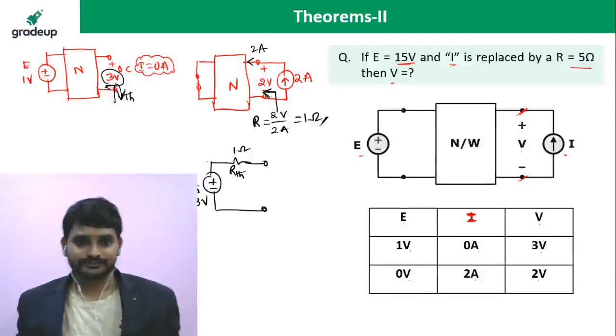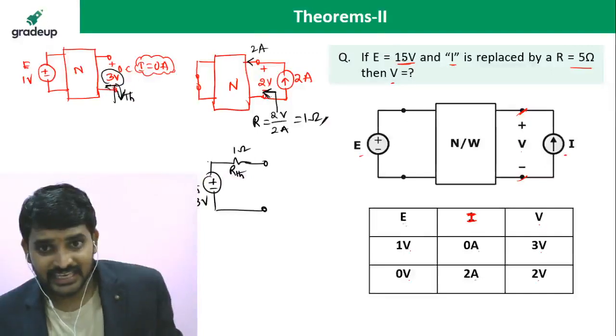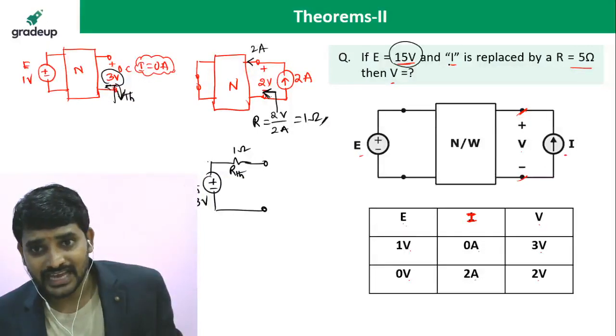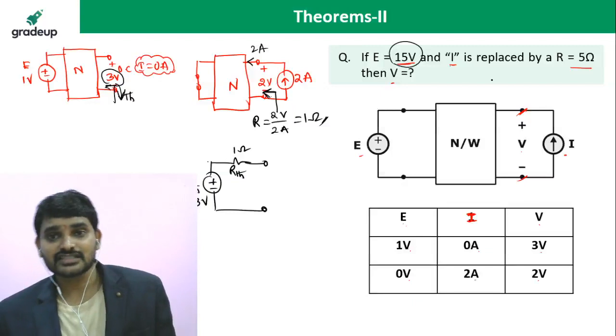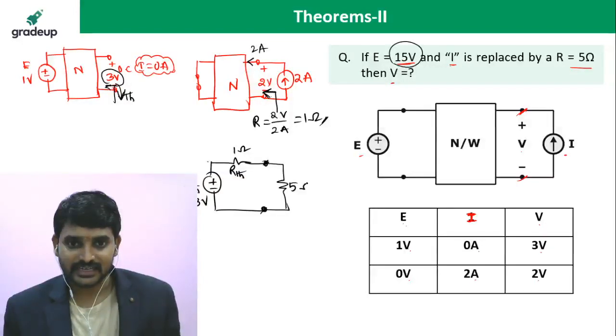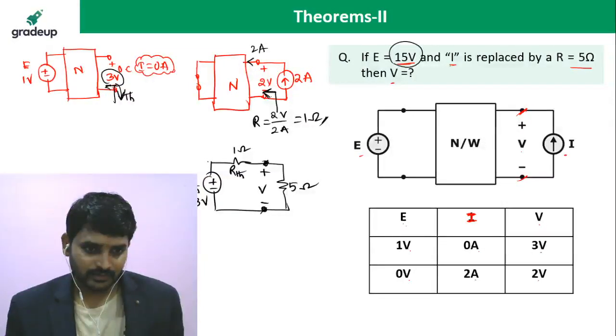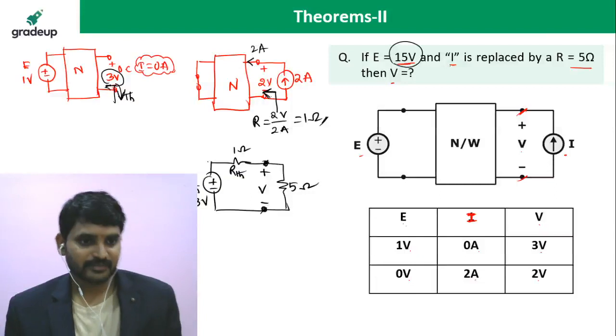Right. Now what is being said in the question? If E is equal to 15 volts and I is replaced by a resistance of 5 ohms. At this terminal the current source is not connected; now a resistance is connected. Now what could be the value of V, it is asking. Most of the people will commit a mistake here itself.